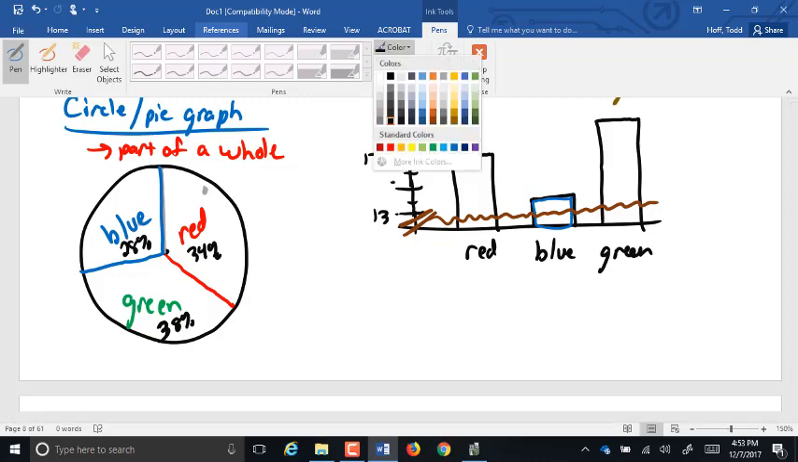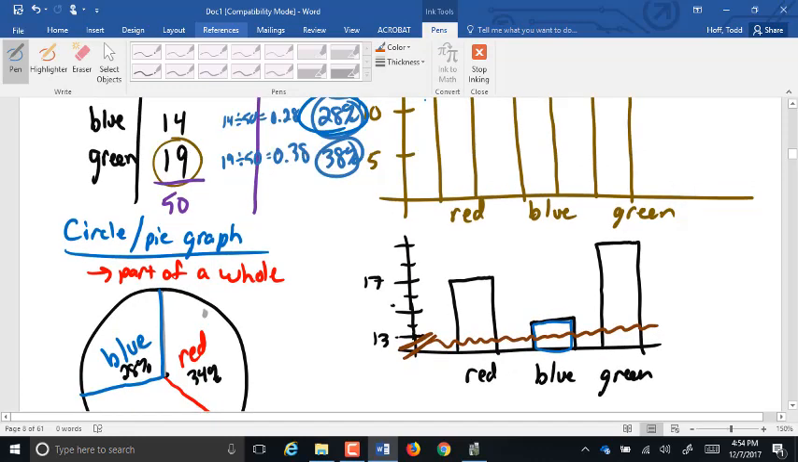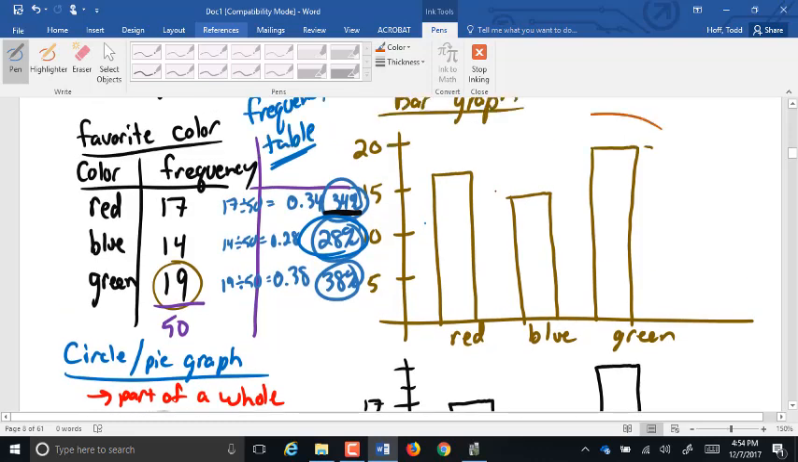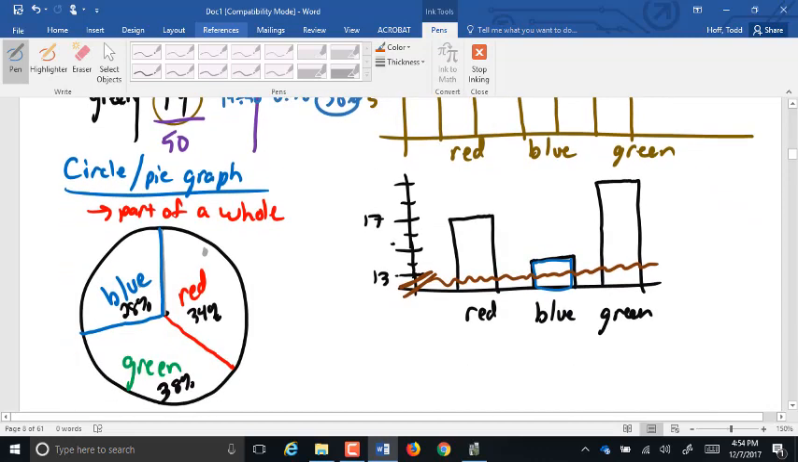If I were to ask you which color was most popular, it would probably be easiest to use which graph? The bar graph, right? You see which one looks tallest, right? Very quickly see the tallest bar. If I wanted to ask you what percent out of the whole amount was one of them, probably would use the circle graph, the pie graph.